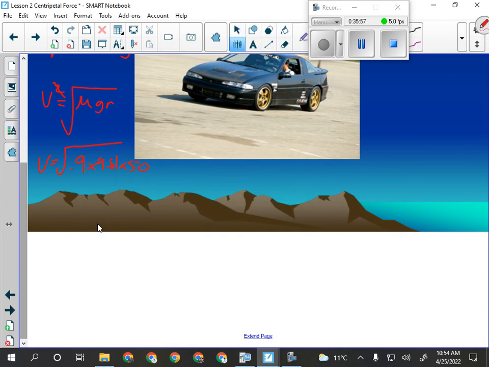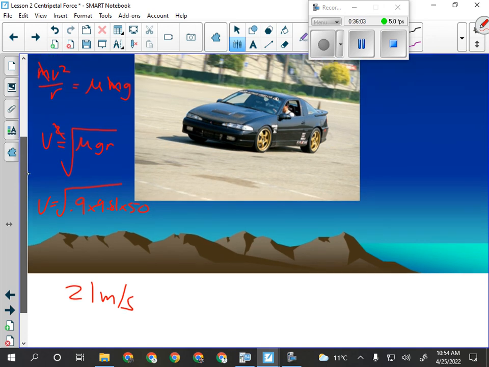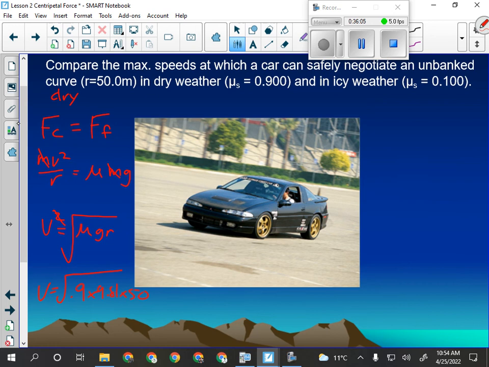That's not too bad. That's actually pretty fast. Under icy conditions, everything stays the same except mu. So we're going to have mv squared over r equals mu mg, and we're still going to have v equals the square root of mu g r. All that changes is mu now becomes 0.1.